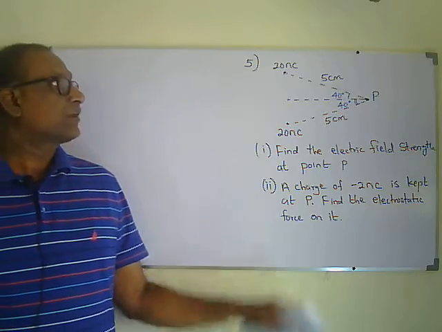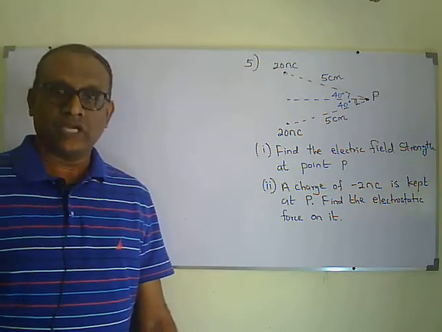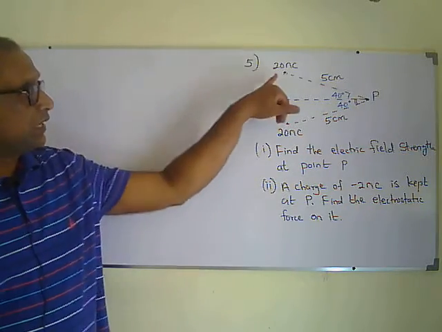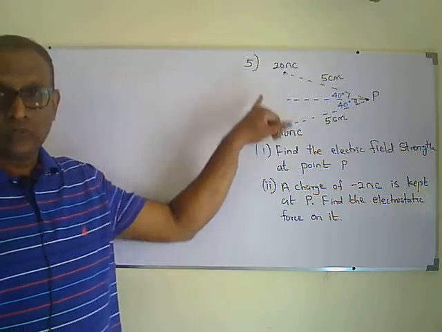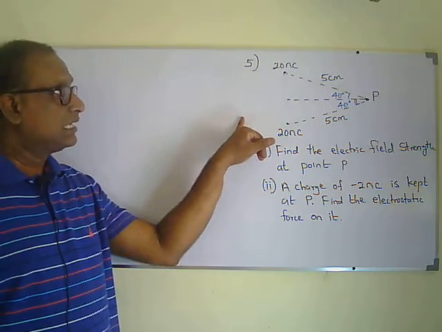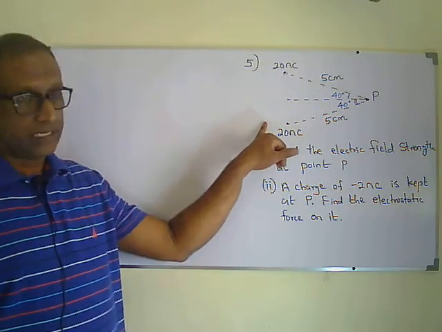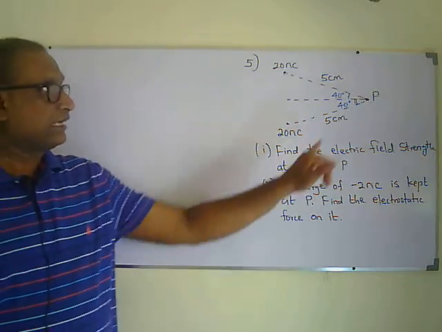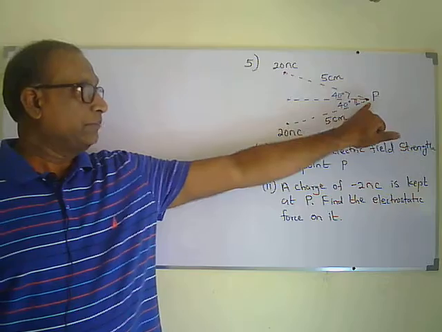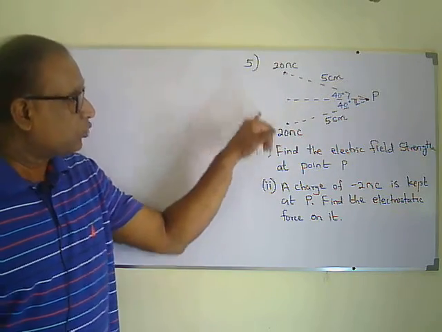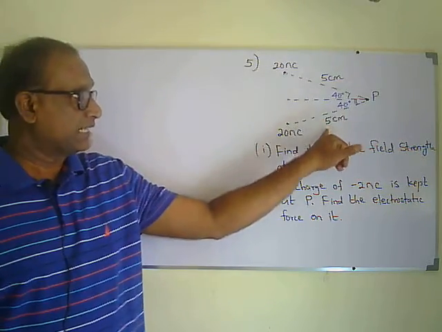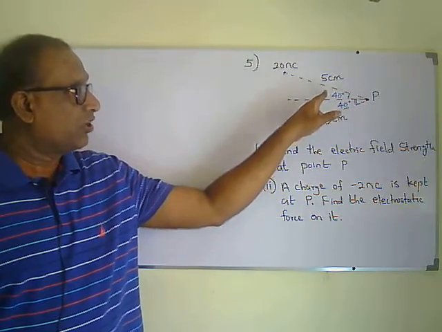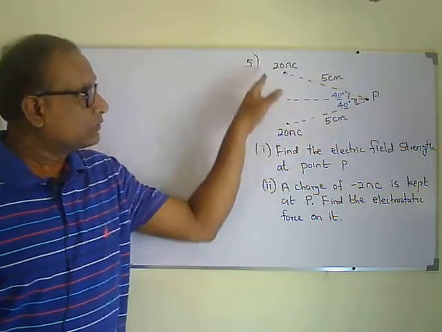So this is the fifth question we are going to discuss in this lesson. There are 2 point charges, 20 nanocoulomb, 20 nanocoulomb, both positively charged particles, kept at 2 points. And the question is very simple. They ask you to find the electric field strength at point P. The point P is at the same distance from both charges, 5 centimeter, and the horizontal line is making an angle of 40 degrees with both these lines.